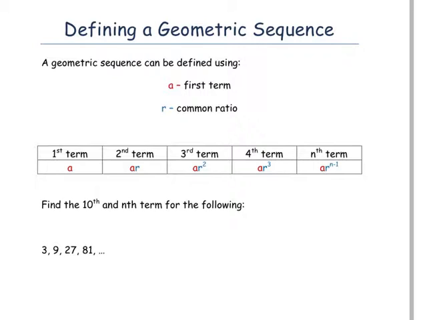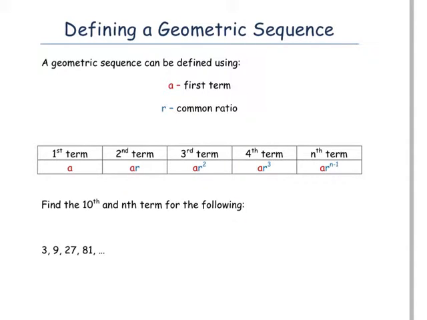next term. Now, the two bits of information we need to find the nth term rule for a geometric sequence is we need to know firstly the first value a, and we need to know the common ratio r, which is what you times by to get from one number to the next number in the sequence. So in this little table here you can see that a is represented as the first term. The second term is represented by doing a times the common ratio.